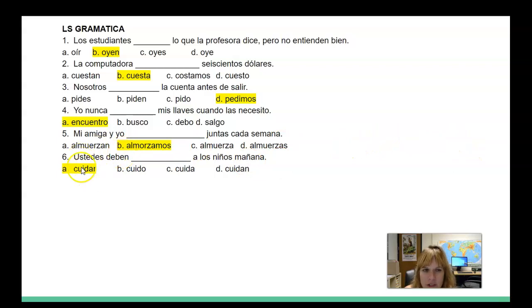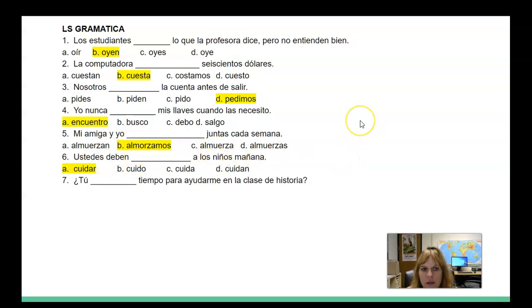So this isn't a stem changer. Cuidar is actually the verb, and you use that. Yo cuido los niños de mi vecino. I watch the children. I care for the children of my neighbors. So ustedes deben cuidar. You should all care for the children tomorrow.